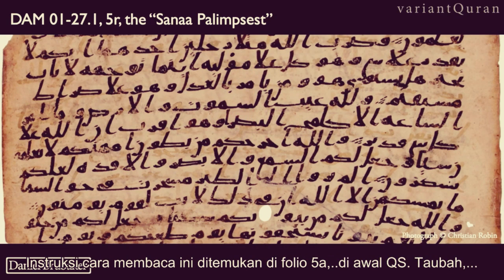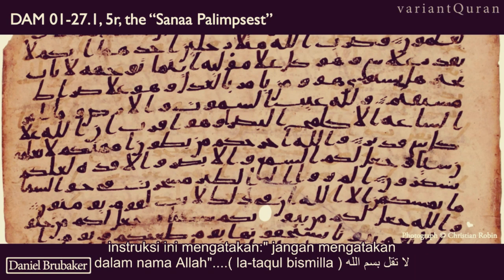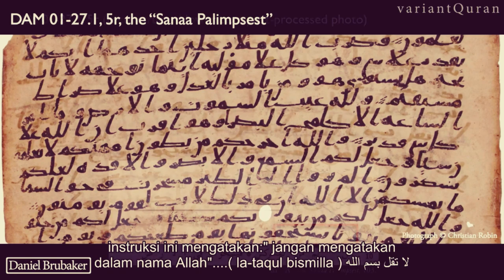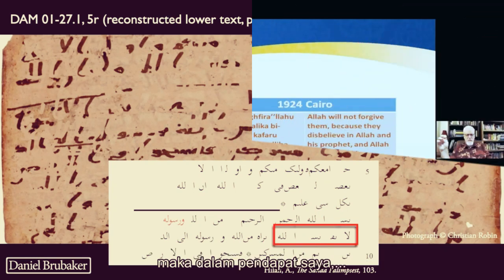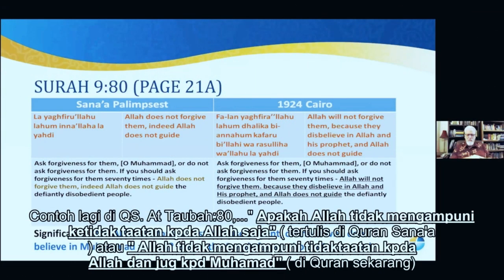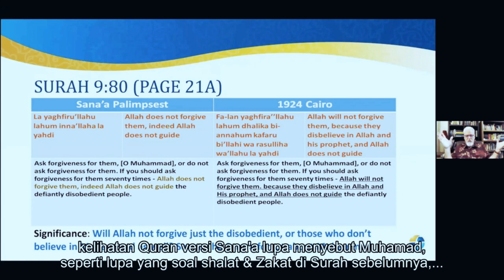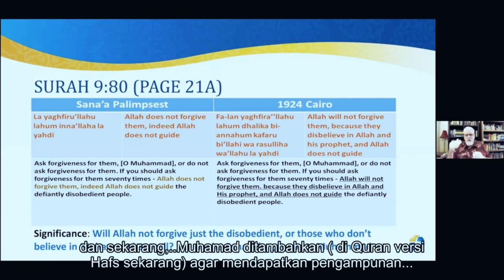At the beginning of chapter 9, this reading instruction says, do not say "in the name of God" at this level of the Quran. Lataqul Bismillah. Chapter 9, verse 80. Will Allah not forgive just the disobedient or those who don't believe in Muhammad as well? Seems that Sana'a forgot about Muhammad. They added Muhammad's name, just like the prayer and the zakat in the last instance. Here you have in the chain chapter, now Muhammad is added as a means to get forgiveness.